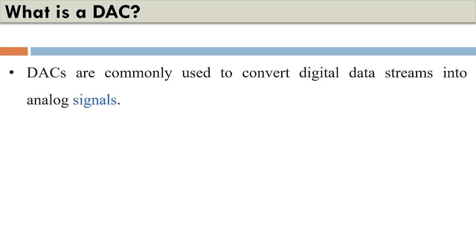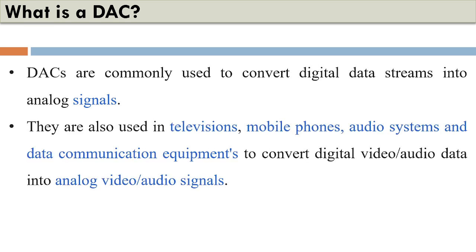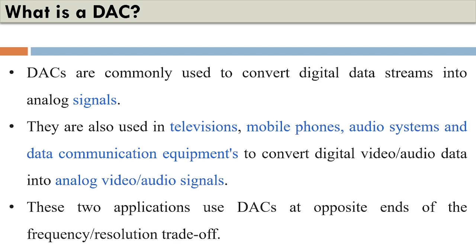Now, what is a DAC? DAC, we call it digital to analog converter. It's commonly used to convert digital data streams into analog signals. They are very much in use in televisions, mobile phones, audio systems, and data communication equipment to convert the digital audio video data into the corresponding analog audio video signals. There are two applications that use DACs at opposite ends of frequency and resolution trade-offs.